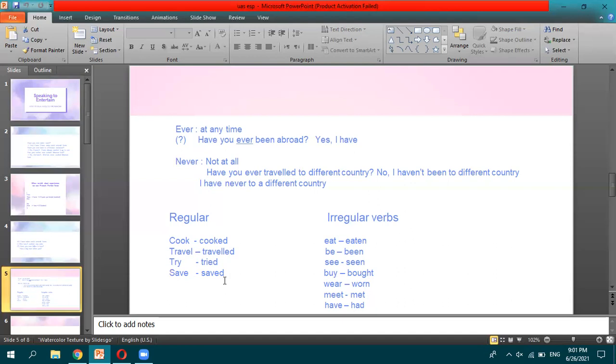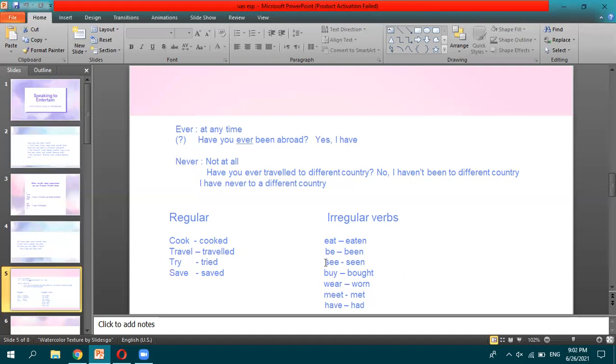If you use irregular verbs, then it changes completely. You need to memorize these ones. Eat. Remember, the past form is ate. The past participle, the third form, would be eaten. So you can say, have you ever eaten sushi?